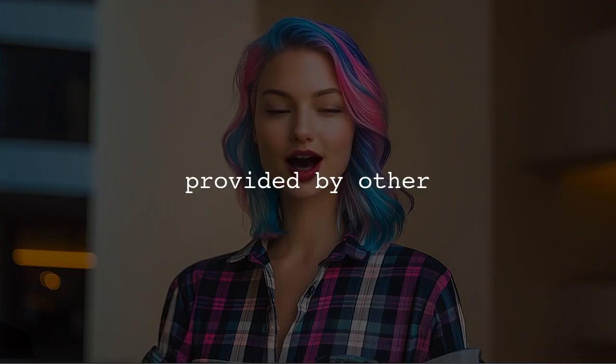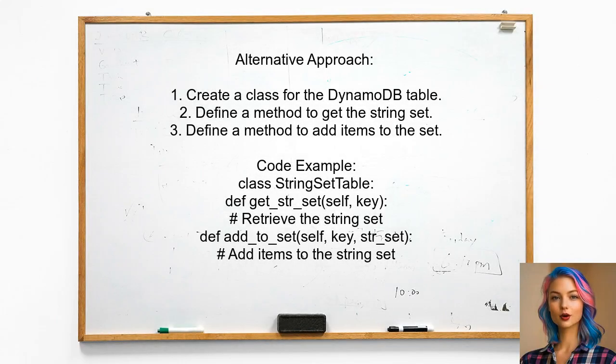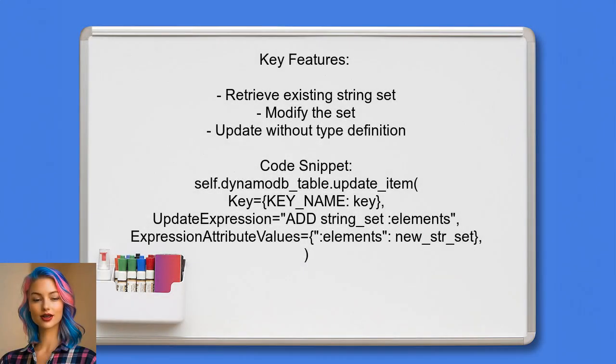Now let's look at the answers provided by other users. An alternative approach shared by another user simplifies the process of adding items to a string set in DynamoDB. They suggest creating a class to manage the table and define methods for retrieving and updating the string set. In this method, the user retrieves the existing string set, modifies it, and then updates the table without needing to specify the data type explicitly. This can help avoid validation errors.